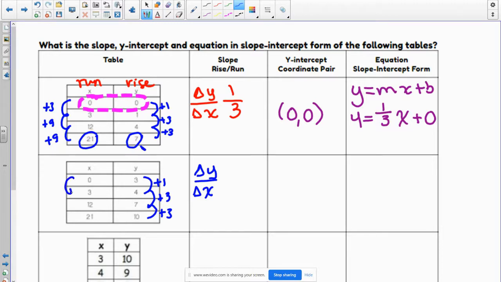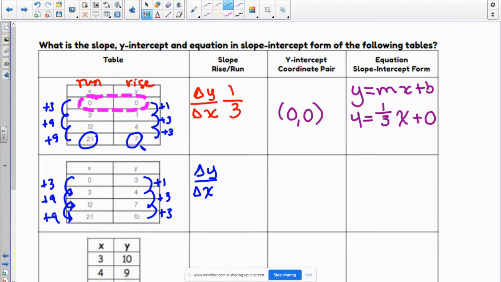On the x side, the change between 0 to 3 is a positive 3. The difference between 3 to 12 is a positive 9. And then from 12 up to 21 is you are going to add 9 again. So take one of these.